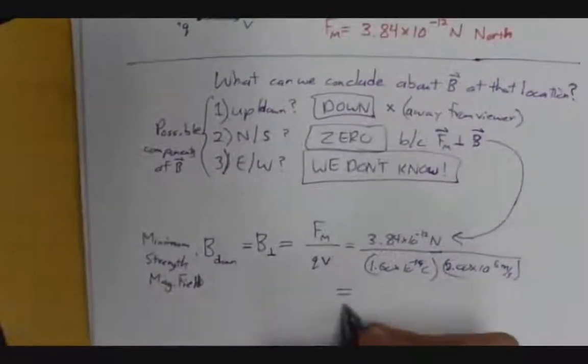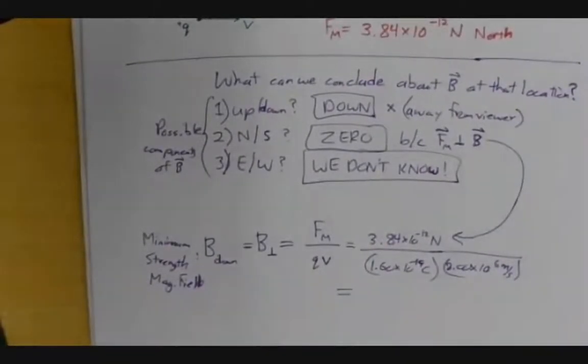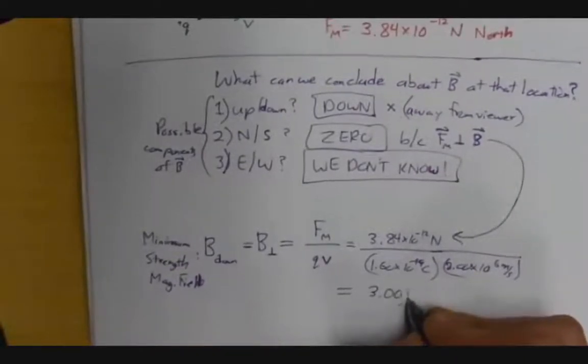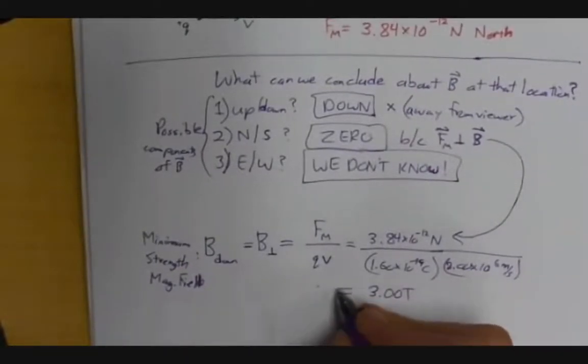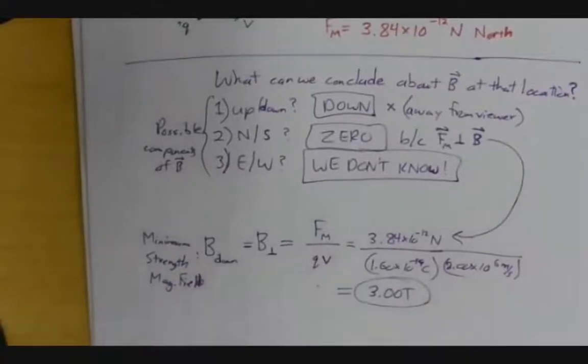If we type those in, 3.84 e to the minus 12 divided by 1.60 e to the minus 19 times 8.00 e6, I got 3 Tesla. So that's our answer. Let's just do it again using unit vectors, because you can do this pretty nicely with unit vectors. Can we write V in vector notation? Can we write FM in unit vector notation and then set up a cross product?